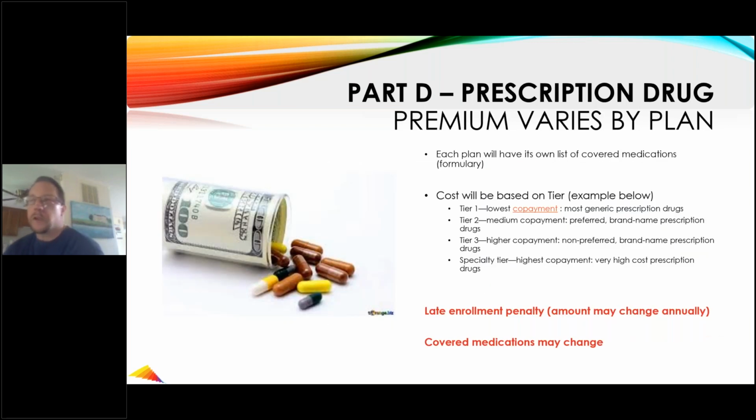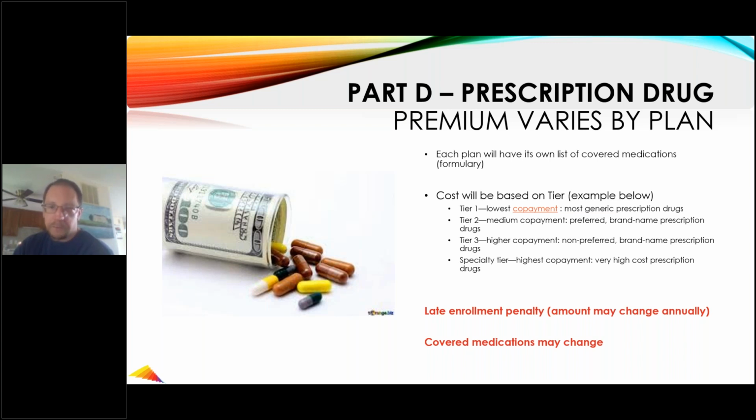Part D is going to be prescription drug. Again, the premium, the cost that you pay every month, is going to vary by the plan that you're on. It's important to know not every plan is identical. Not every plan is going to cover every medication. If you have relatively few medications, this probably isn't that big of a deal. But if you're on a lot of medications, maybe you have high cholesterol, high blood pressure, anxiety, etc., you're really going to want to be paying attention to what the insurance company's formulary is. What are the medications that it'll cover? Will it cover only generics, or will it cover the name brands?